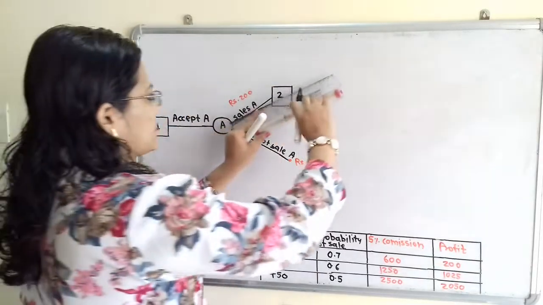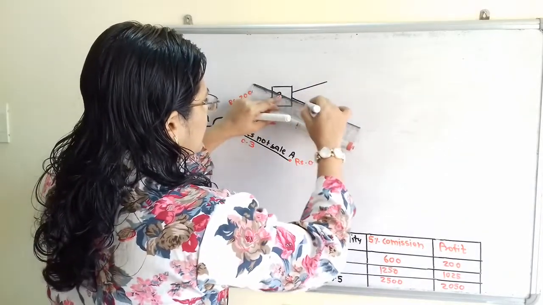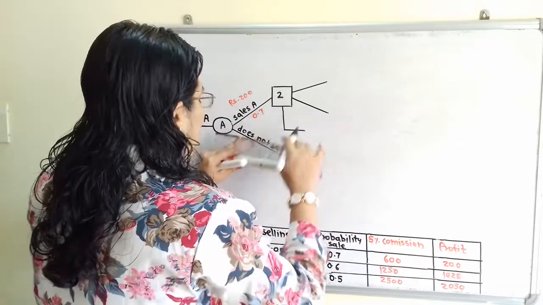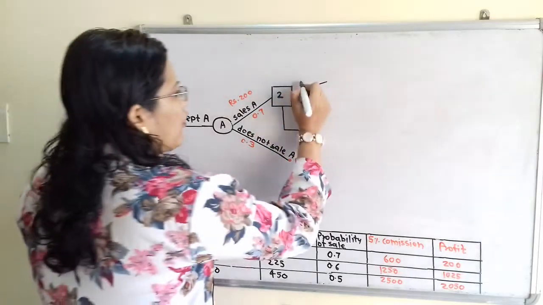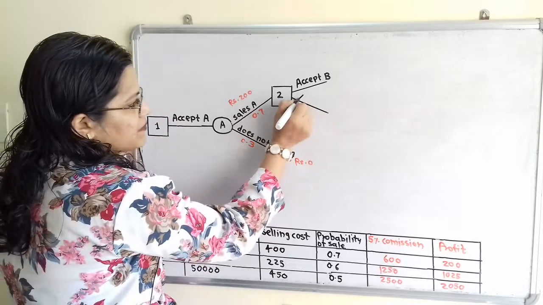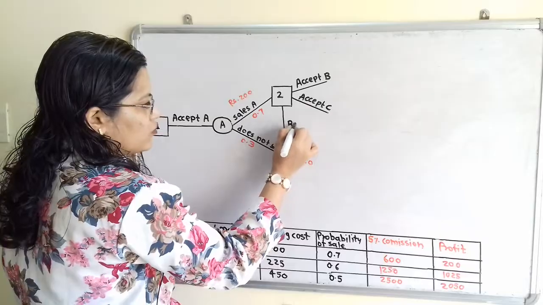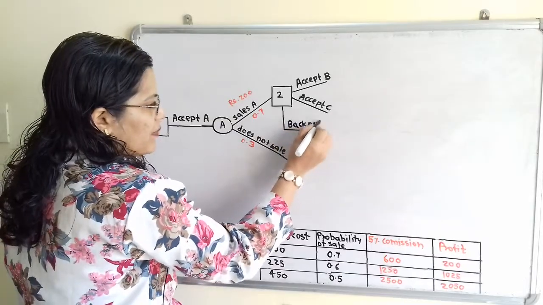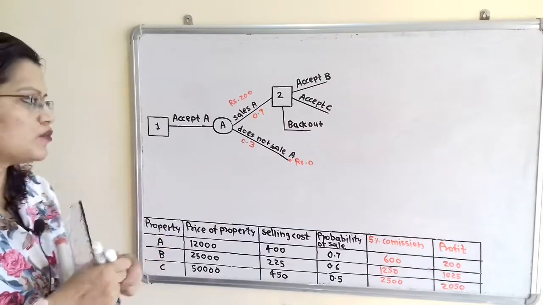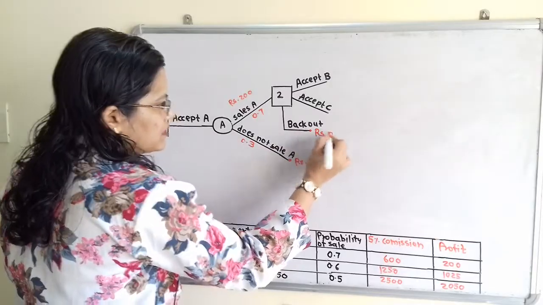Now we will show the branches. And here I will show the third branch. So I will show the first, that is accept the offer B, accept B. Then there will be second decision accept C, or here will be back out. Now back out, that means no profit, so that outcome is rupees 0. So this is the terminal branch, so I will show here rupees 0.